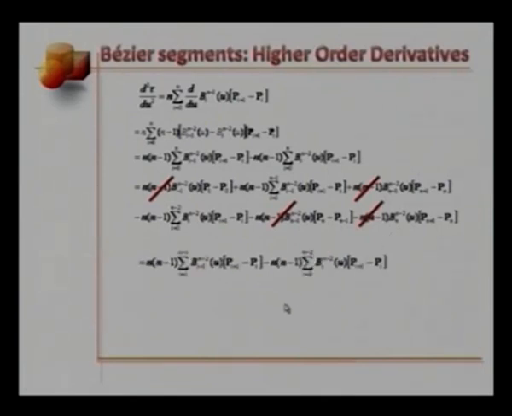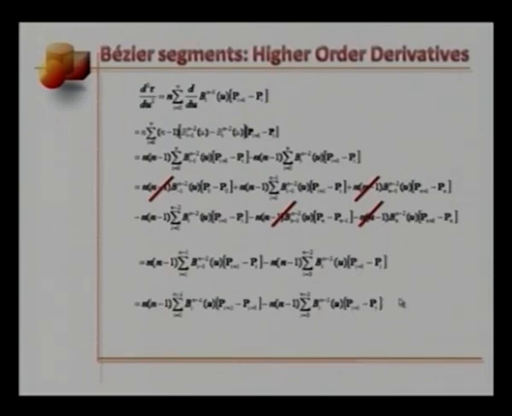Anyhow, this is one of the final results. n times n minus 1 summation i going from 1 to n minus 1, the i minus 1th Bernstein polynomial of degree n minus 2 times i plus 1th design point minus the ith design point, minus n times n minus 1 summation i going from 0 to n minus 2, the ith Bernstein polynomial of degree n minus 2 times p i plus 1 minus p i.